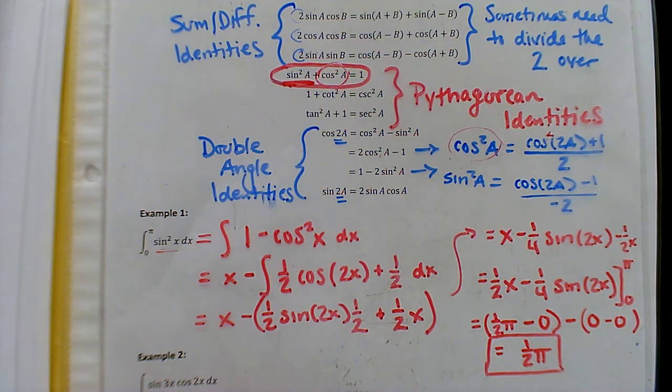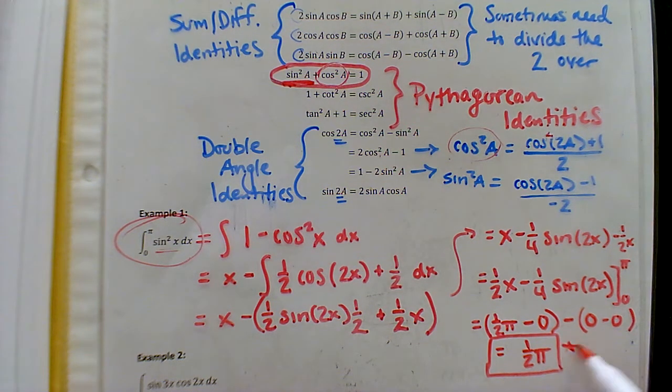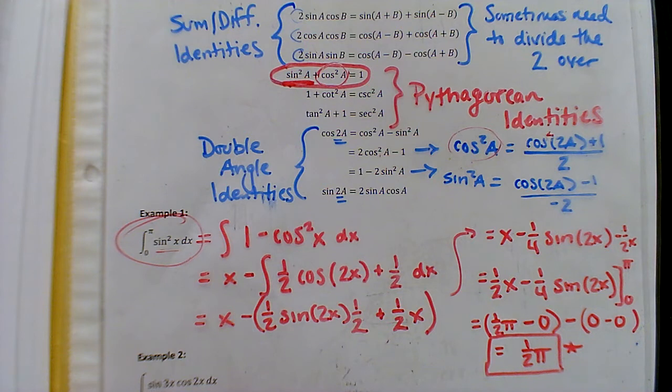All right, if you wanted to double check on your calculator, you could. You could type that in, get a decimal value, and just make sure it matches the 1/2 pi decimal value as well.